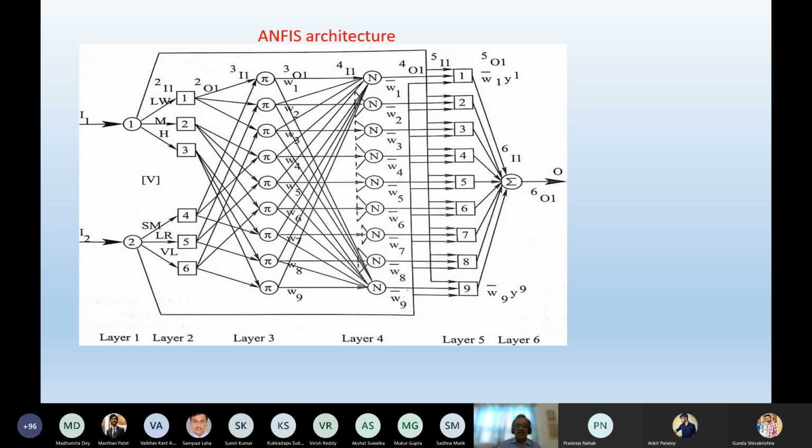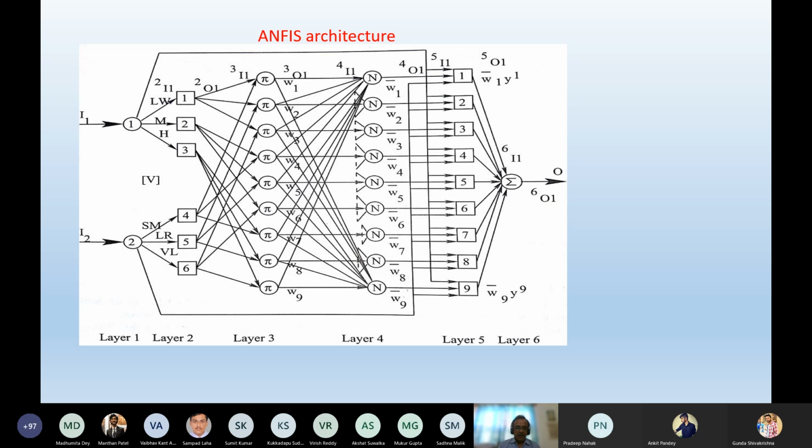On layer 5, we find the multiplied form of W bar and y. So we multiply the firing strength with the corresponding output of the fired rule. That numerical value is the output of layer 5. All such non-zero outputs are summed up in layer 6, and ultimately you'll be getting the output of the system.